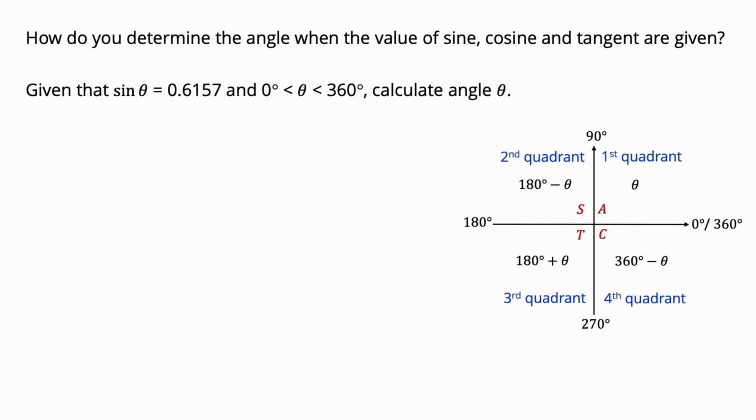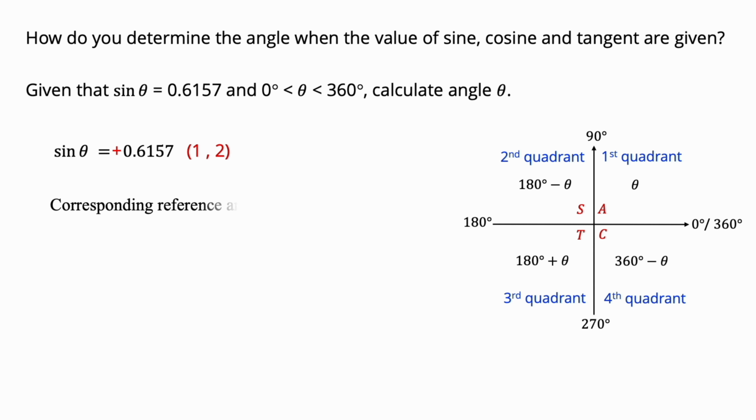For example, given that sin theta equals 0.6157 and theta is greater than 0 degree but less than 360 degree, calculate angle theta. First of all, identify the quadrant based on the positive or negative sign on the value of trigonometric functions. Sin theta equals 0.6157 for positive sign of sine. Theta is in first and second quadrant.